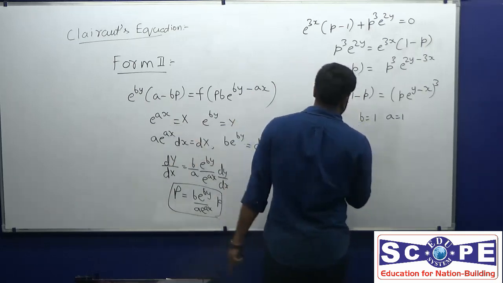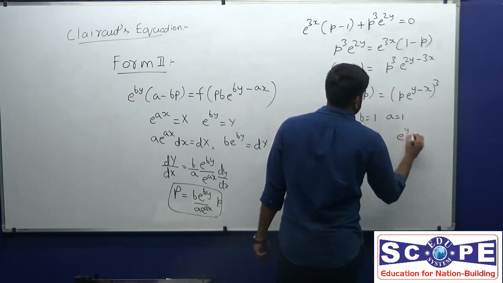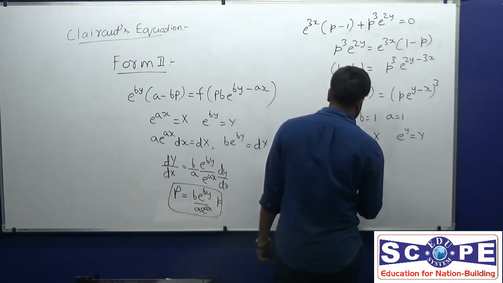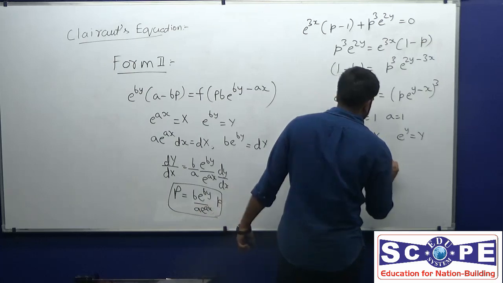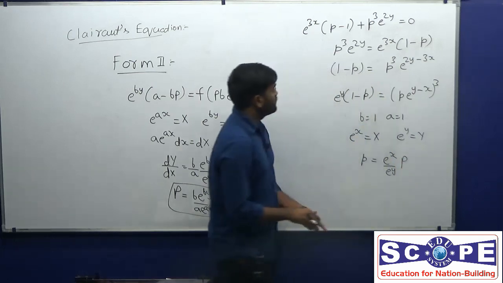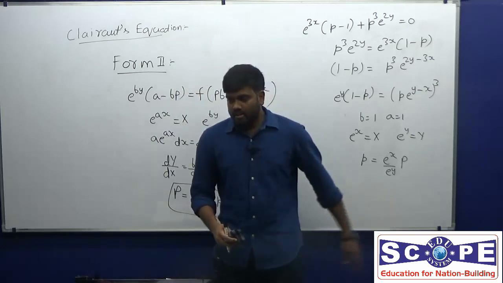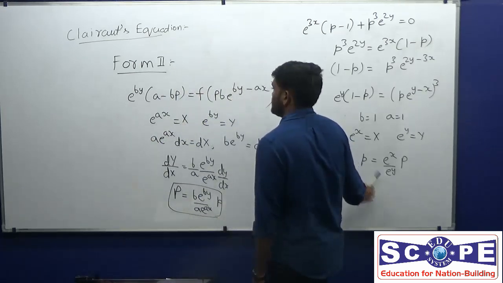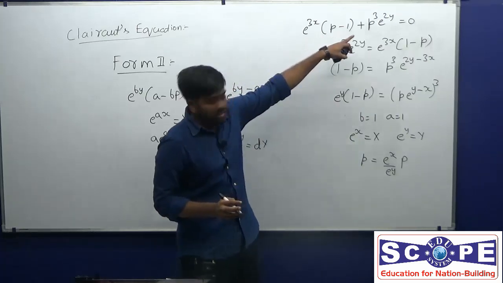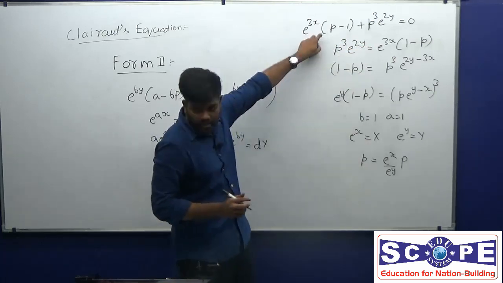So you simply take e power ax as x. Here a is 1, so you will take e power x as x and e power y as y. So ultimately we will get small p equals e power x by e power y into capital P. You got this term, right? Then simply substitute this term directly in the question only. Here the question is e power 3x into p minus 1 plus p cube e power 2y equals 0. Substitute this p term here only.